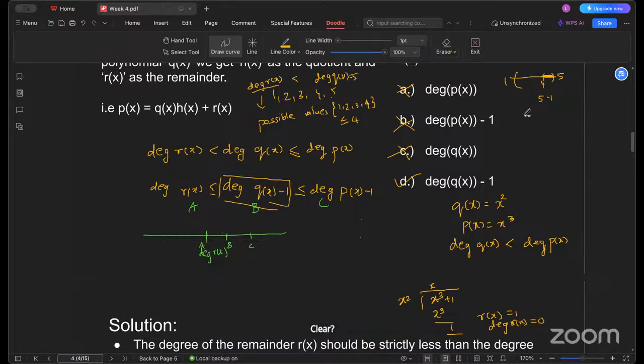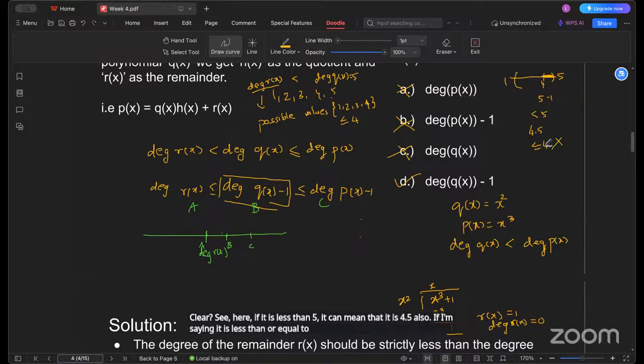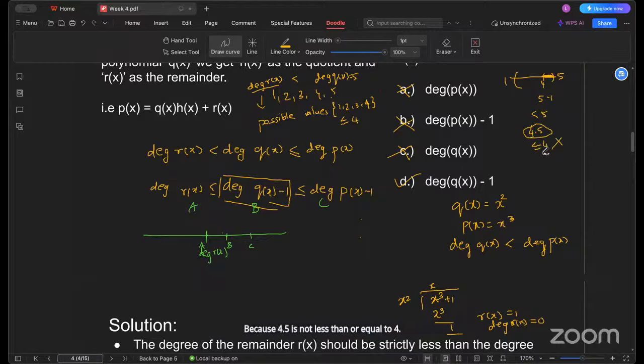See, here if it is less than 5, it can mean that it is 4.5 also. If I am saying it is less than or equal to 4, then it is incorrect, right? Because 4.5 is not less than or equal to 4. That's why I said that because it is a natural number, we are able to do this.